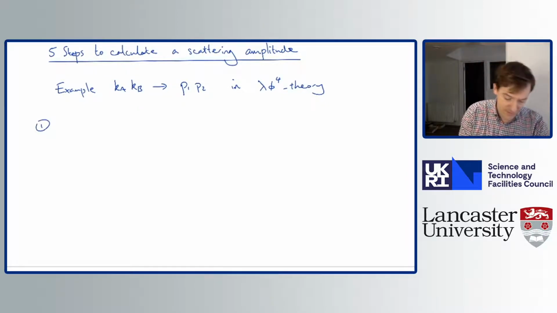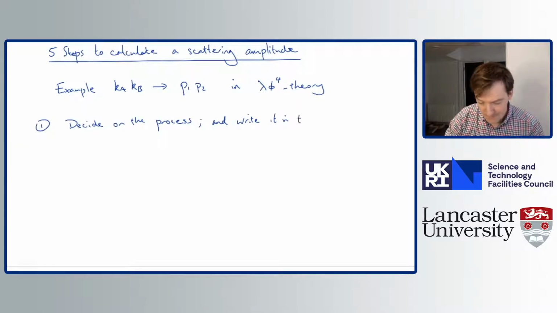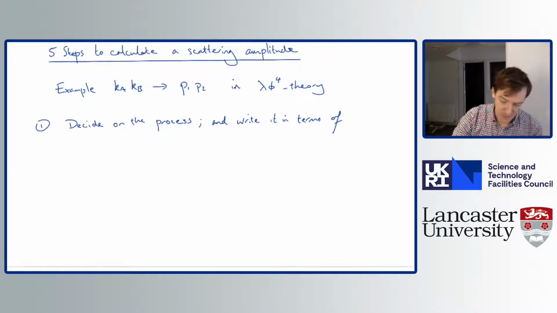So the first is that we want to decide on the process. We've already done the first step. The process we're interested in is this 2 to 2 scattering process above. We want to decide on that. And then once we know that, we want to write the amplitude in terms of vacuum states.